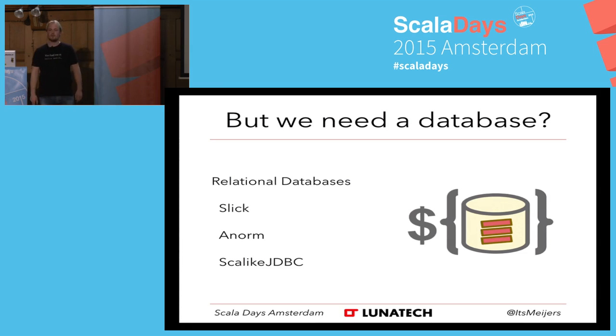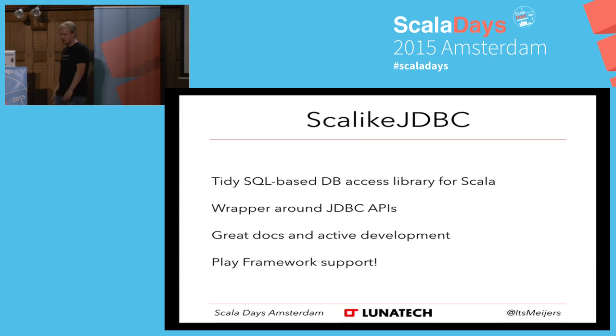So then you come to a bit more or less unknown library, and it's called ScalikeJDBC. And I like ScalikeJDBC for several reasons. ScalikeJDBC is a tidy SQL-based database access library for Scala. And it's basically a wrapper around the JDBC APIs. And it's a really easy library to use. It has great documentation. Within an hour of reading their website, you'll be able to use this library, and it's very simple. They also have active development, so that's very nice.